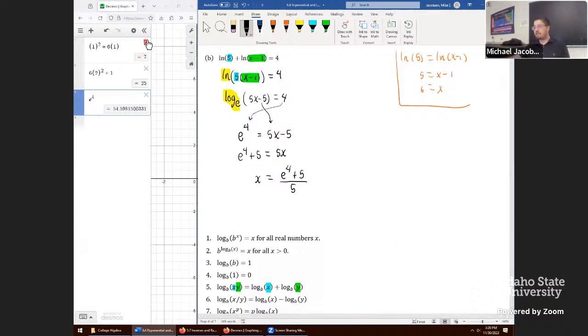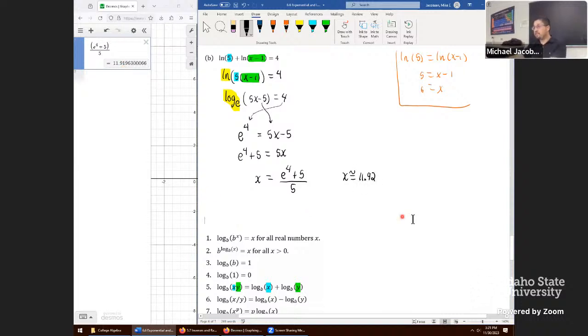Well, back to the calculator. This one's kind of tricky to put in. You will want to start with a parenthesis, then e power 4 plus 5. There we go. Plus 5, divide by 5. This is what it would look like in Desmos. And it would round to 11.92 altogether. I feel like this one is definitely a tougher approximation. Any questions on getting that 11.92?